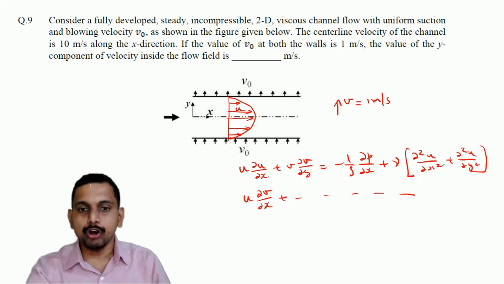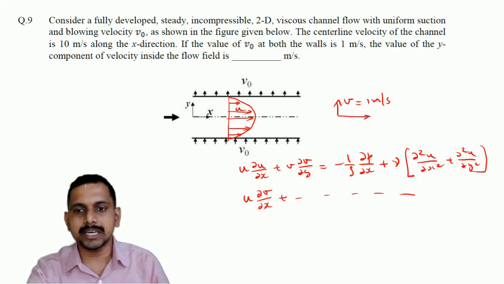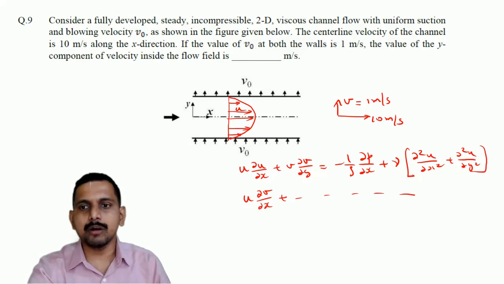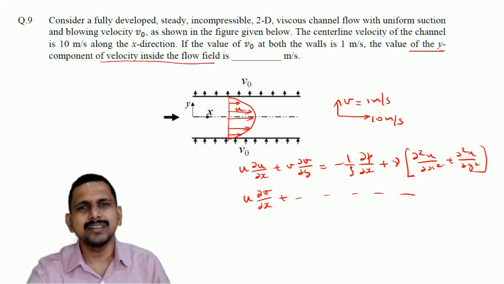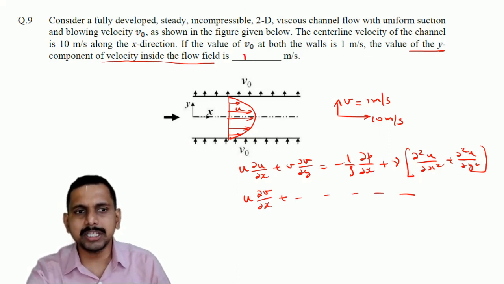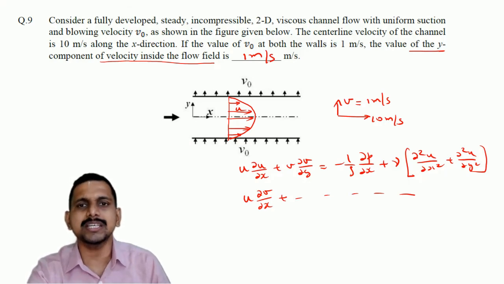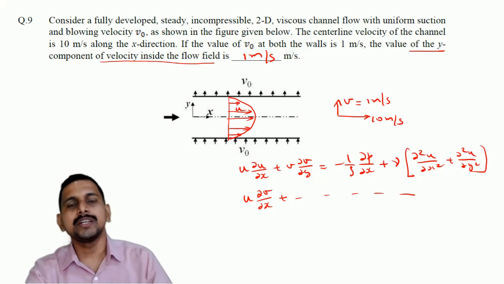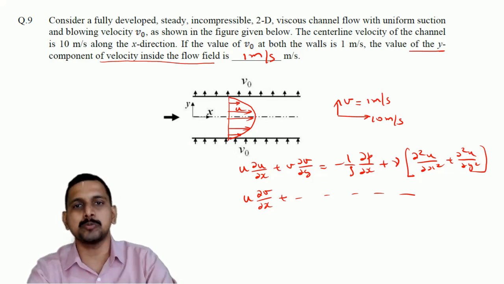So if the v component of velocity is 1 meter per second and the u component is 10 meters per second, the v component of velocity inside the flow field will remain the same. It doesn't change. So it will be 1 meter per second itself. If it is 1 meter per second on the walls, it will be the same in the other places also, because there is no way that the v component has to be reduced.